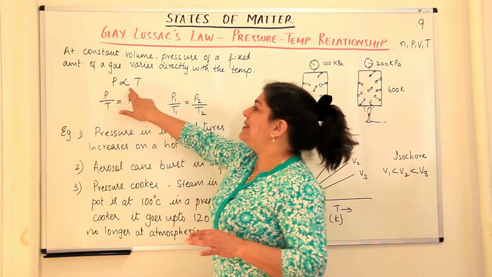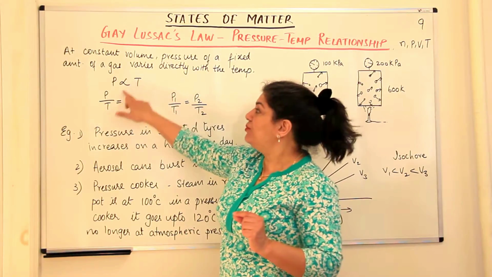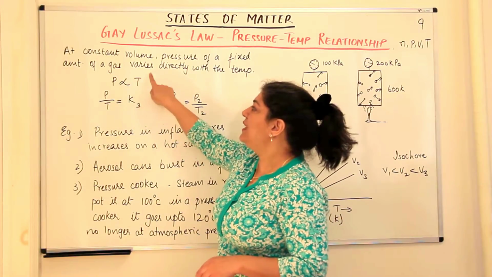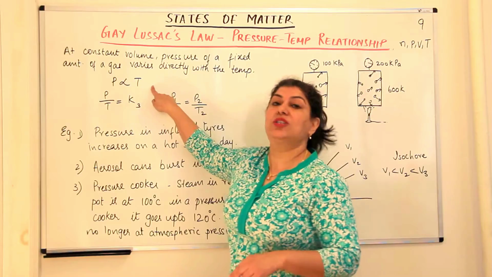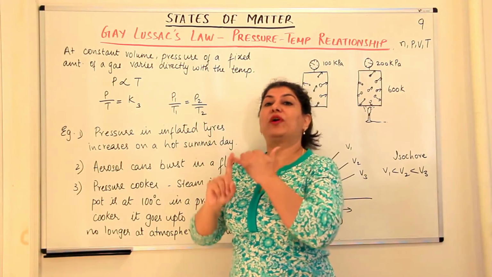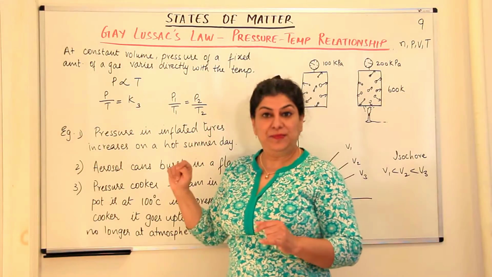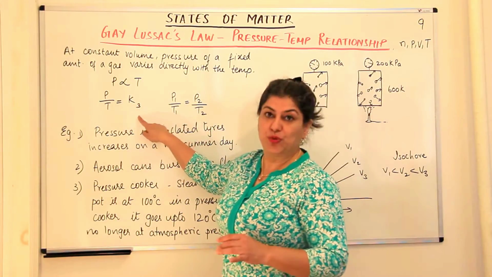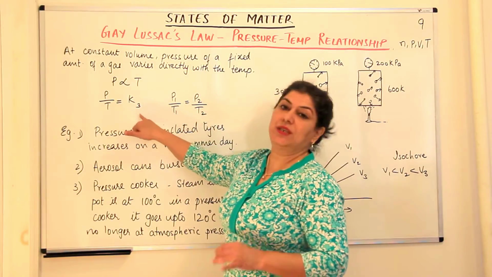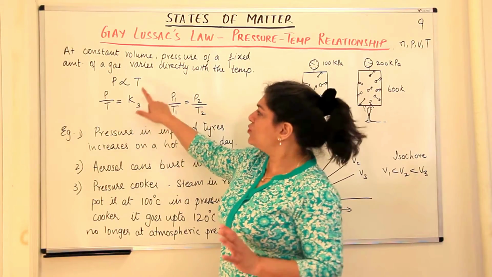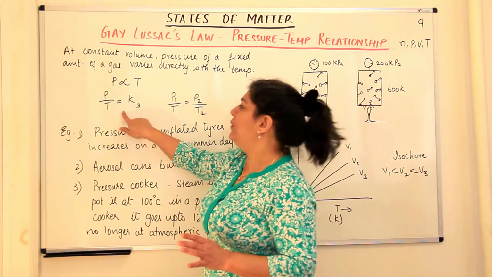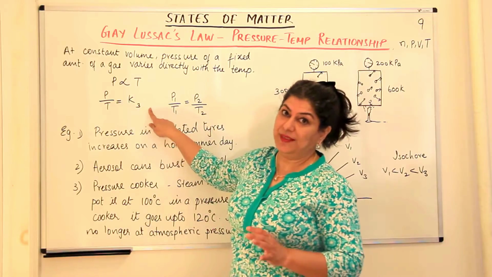So P is directly proportional to T. In order to remove the sign of proportionality, we would say P is equal to T into K, where K is the constant of proportionality. Now the constant of proportionality in the case of Boyle's law, we called it K1. In Charles' law, we named it K2. So for Gay-Lussac's law, which is the third constant, we would name it as K3. So we can derive that P upon T is equal to K3, right?